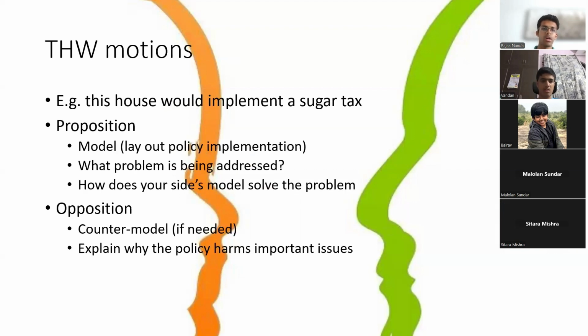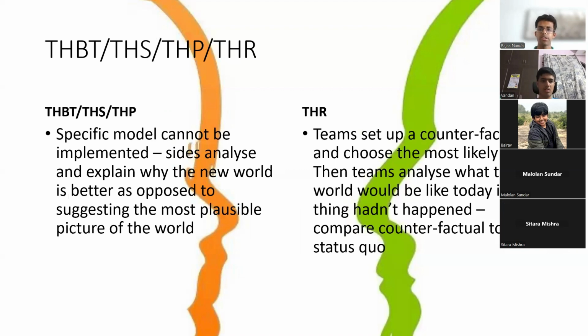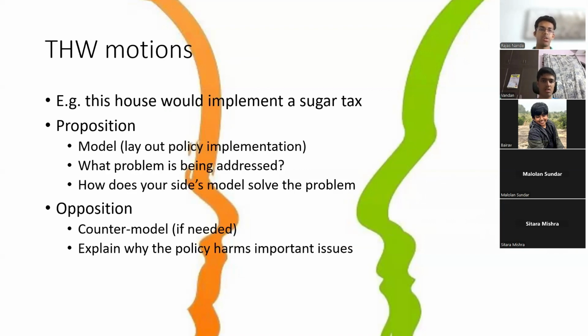Honestly, this isn't too important. I'll move on. These last two slides are about different types of motions that come up. So first is a this house would motion. An example is this house would implement a sugar tax, which I went over with, I guess, half of the group yesterday. Maybe the other half might have talked about it, I'm not sure. But the point of this type of motion is implementing a policy. In other words, in this example, the government would be enacting a policy that taxes sugar. So it's a real action which is being taken.